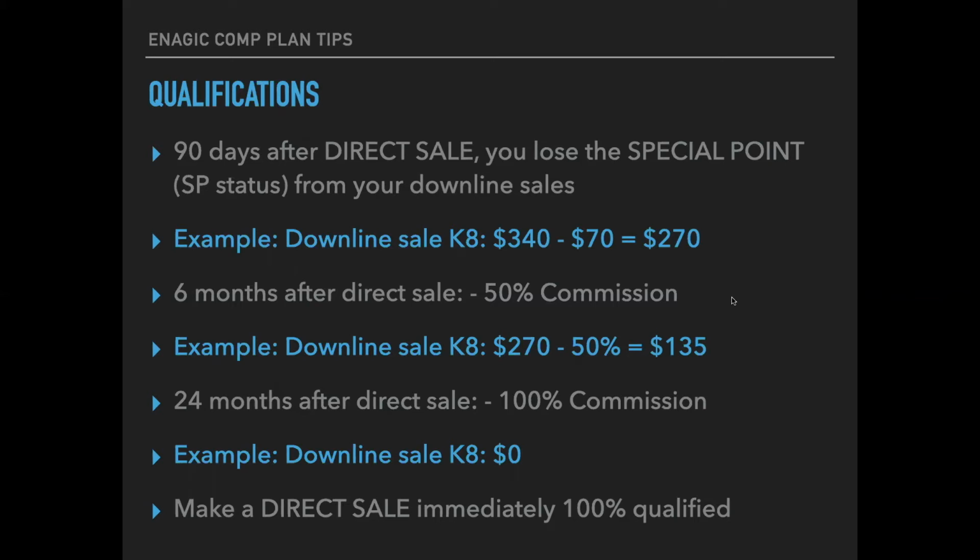You're making $135 from all the sales that they're doing, but after 2 years, 24 months, on that 25th month, when your downline sells a K8, instead of receiving $135, you're going to receive 0. You are now fully 100% unqualified. The good part is, whenever you make a direct sale, you immediately become 100% qualified and you earn full commissions, plus you reset this 2-year time clock.